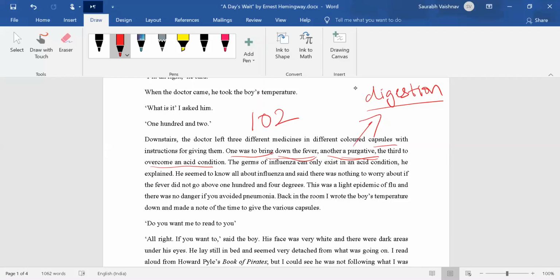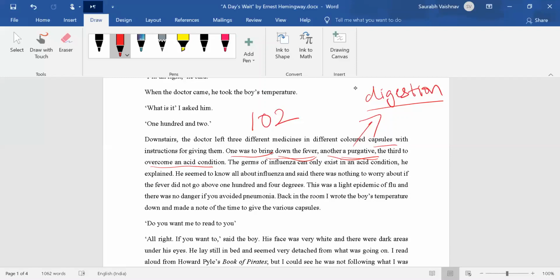Sometimes, we feel that there is acid in our stomach, and we feel uncomfortable because of that. So the doctor gave medicines, 3 different medicines.